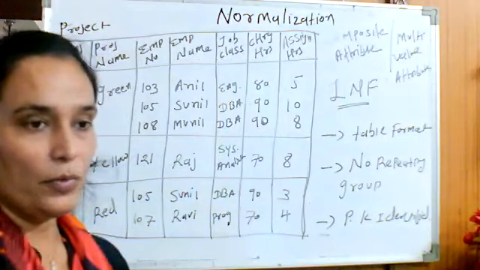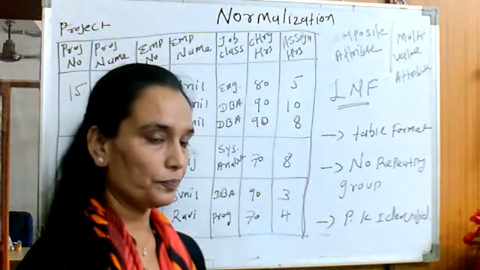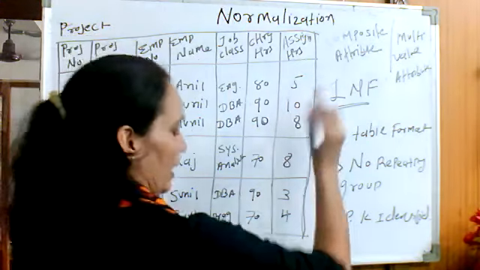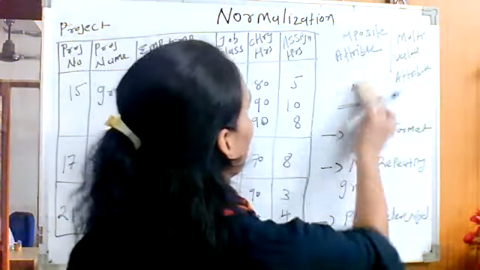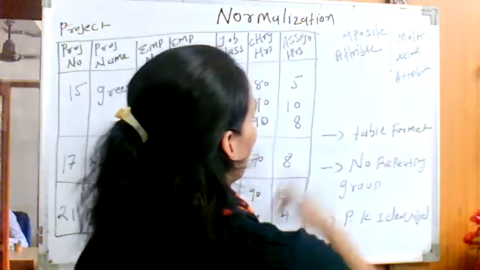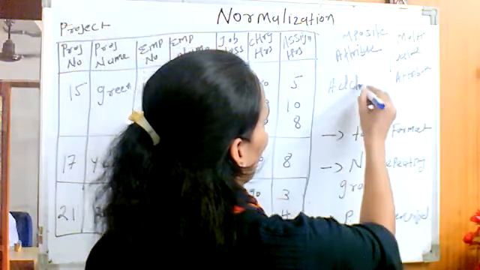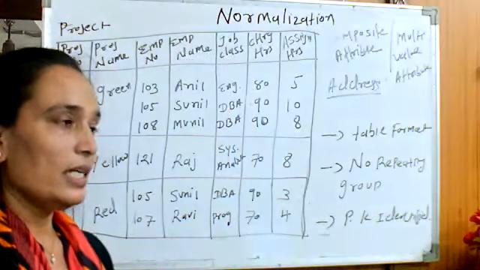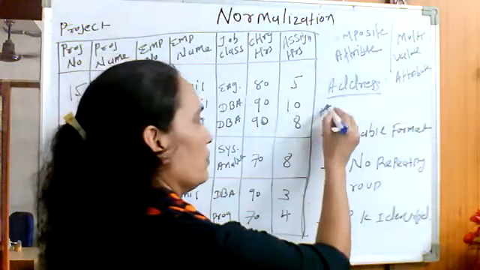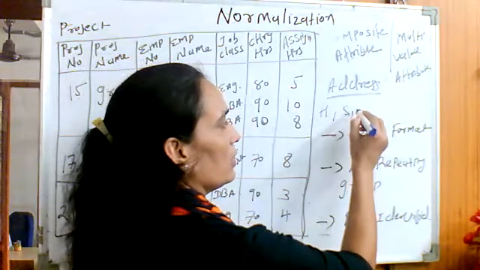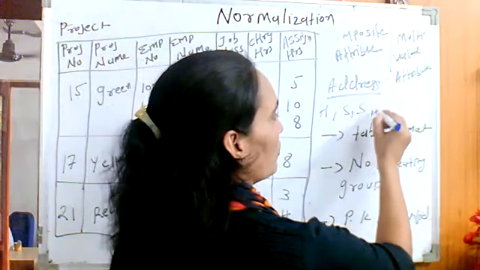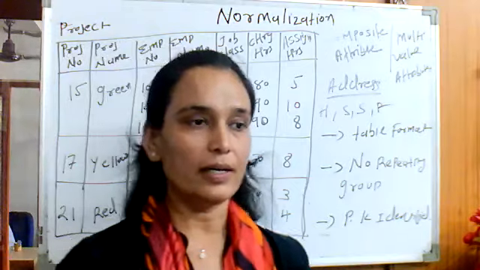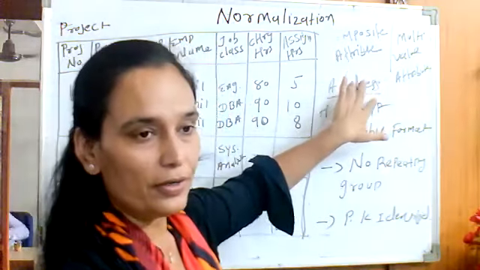What is a composite attribute? A composite attribute means there are multiple values in one attribute. For example, address. Address is a composite attribute because in one address there is house number, street number, state name, pin code. Many pieces of information are included in one address. So it is called a composite attribute.